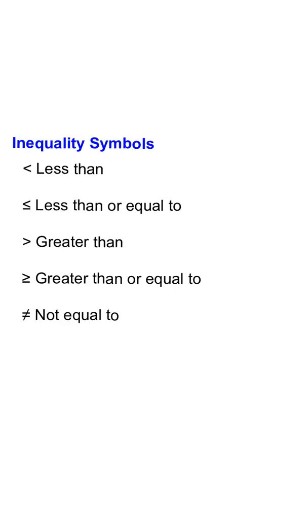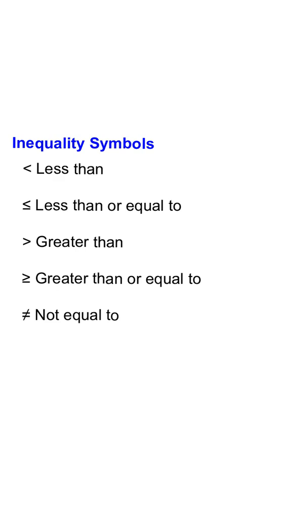We are going to look at how to graph inequalities on a number line. The first thing we should do is review the symbols for inequalities. You can see that there's 5 symbols here. The first one is less than, the second one is less than or equal to. The next one we've got greater than or equal to, and then finally we have not equal to.